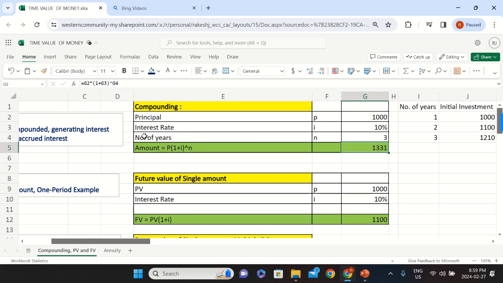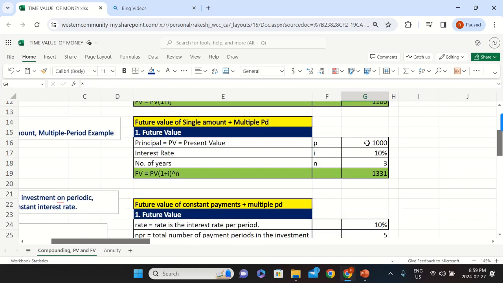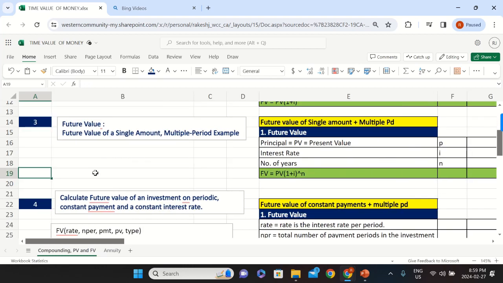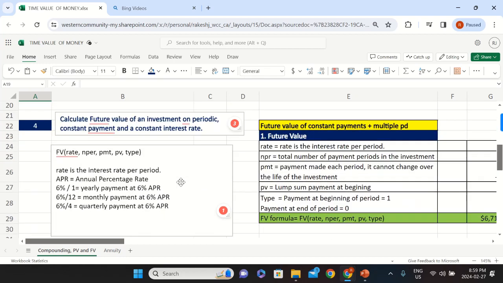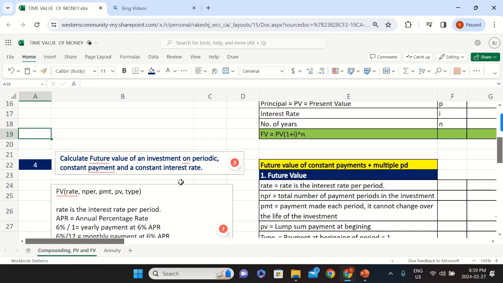Right, so we have some present value today. In the future, how much money will we generate if the rate of interest is given as 10% and 3 years? So the same thing that we have calculated here. Now in case we want to invest money every year, then how can we calculate the future value?